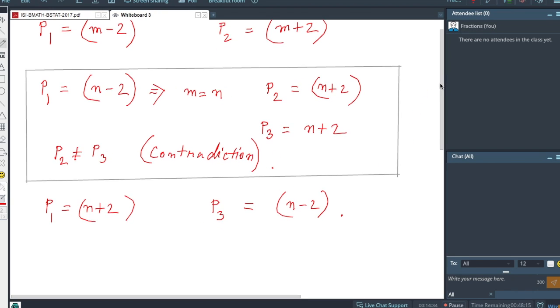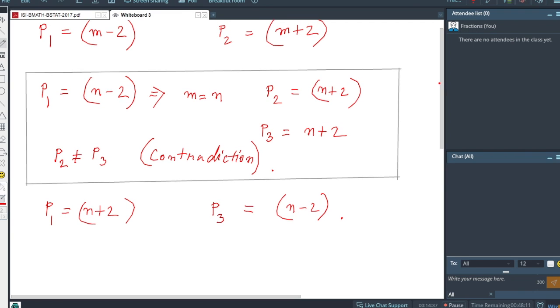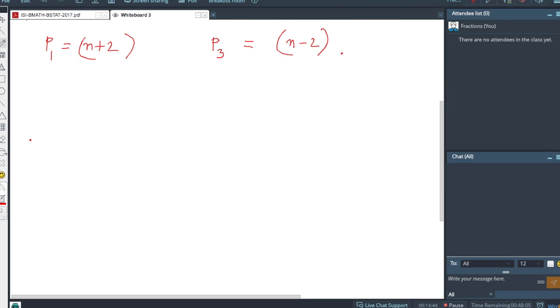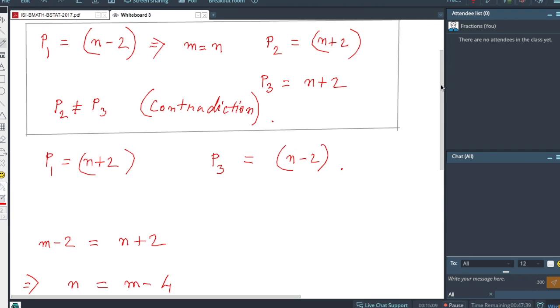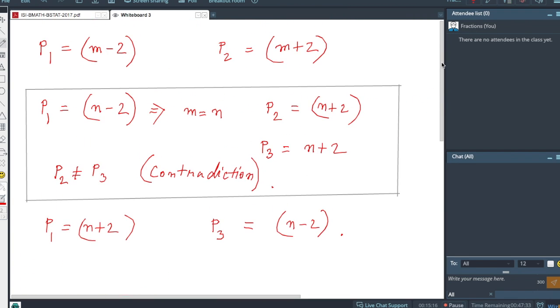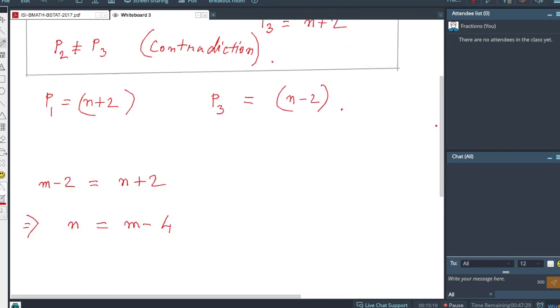Now we have P1 is equal to m minus 2 and P1 is equal to n minus 2. Okay, so let's equate them. So m minus 2 is equal to n plus 2, and this gives us n is equal to m minus 4, right? And so let's convert all the primes into m. I mean, let the variable be m. Okay, sorry, it's not a variable. Let the integer be m.